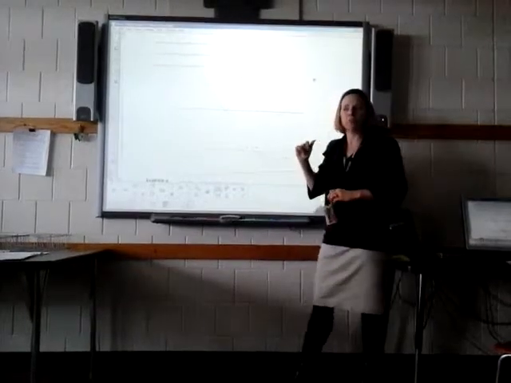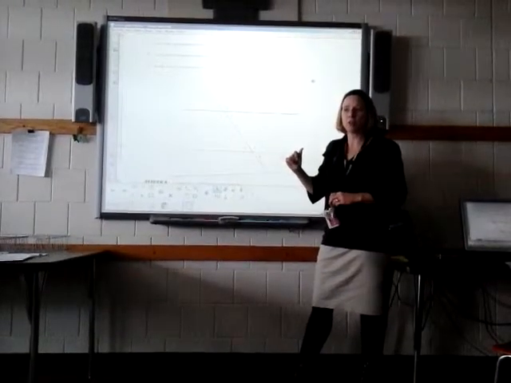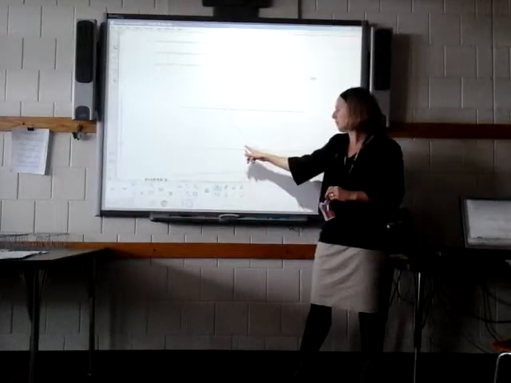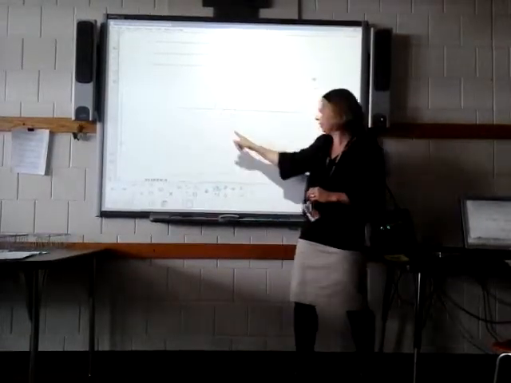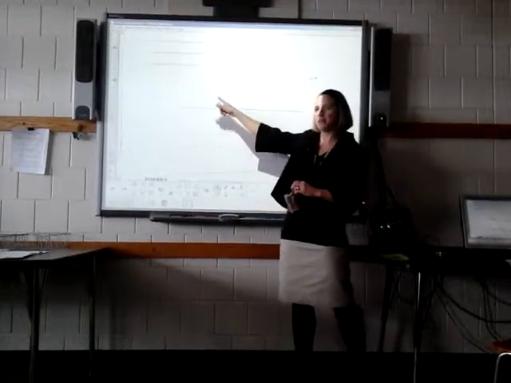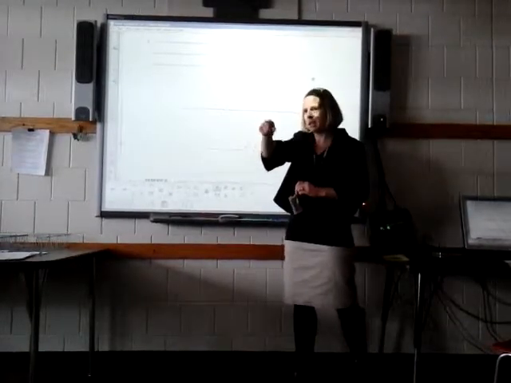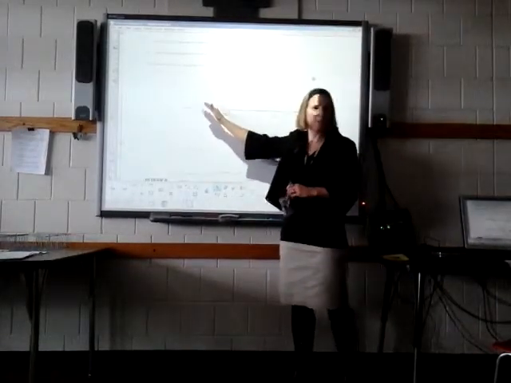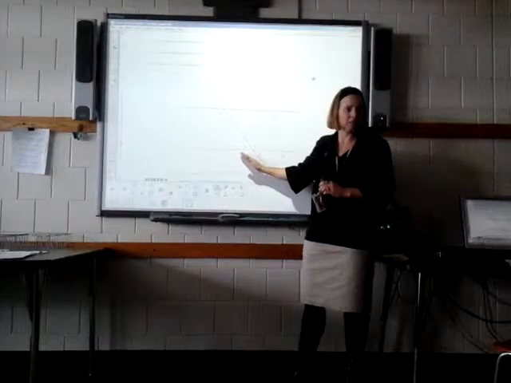What rigid motion does corresponding angles require? For example, 1 and 5. What rigid motion would take 5 to get directly on top of 1? Translation. It is a translation. It is a slide. Okay? Your corresponding angles take a slide or a translation.